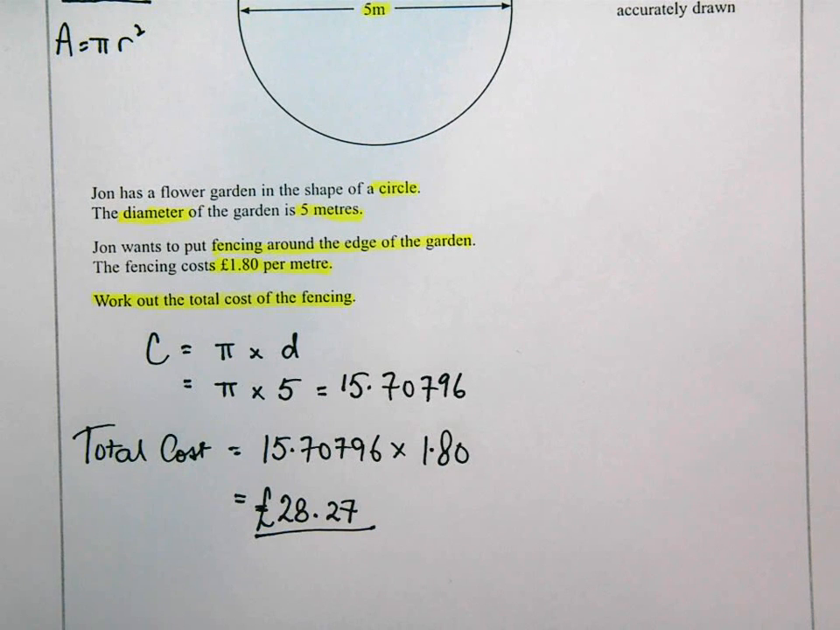This question is worth 3 marks. If you take your time with it, make sure you remember the formula for circumference and area of a circle. You need to use the circumference formula here. You can answer this question and get full marks.